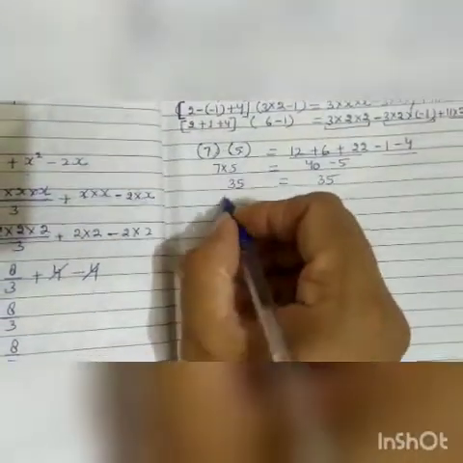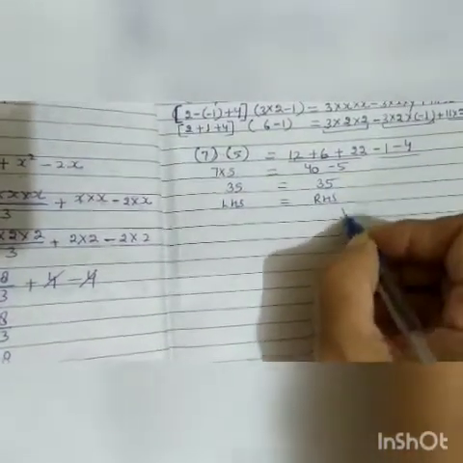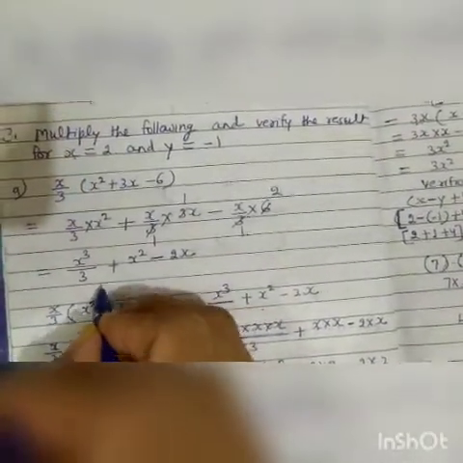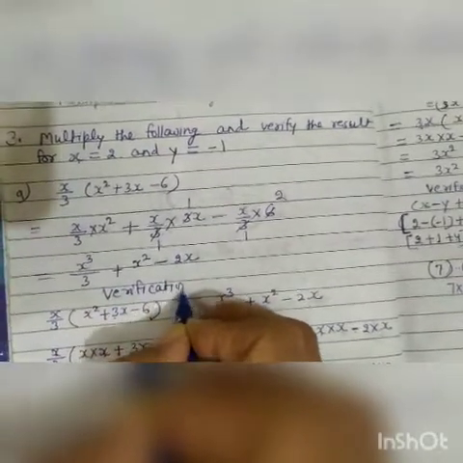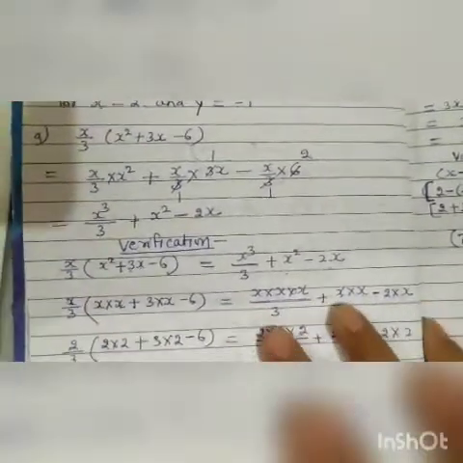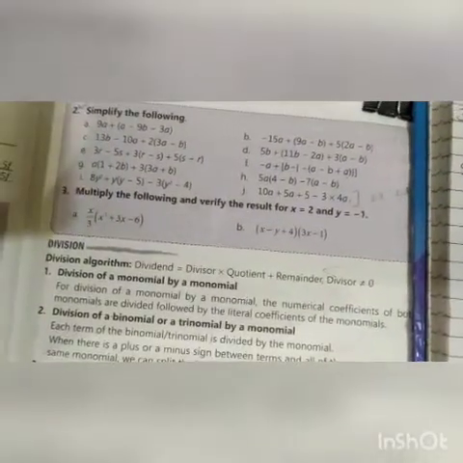Both the sides are equal. Left hand side is equal to right hand side, so it is verified. In the first part also write here verification. Now our exercise 5B is finished. Come to the next exercise, that is division.